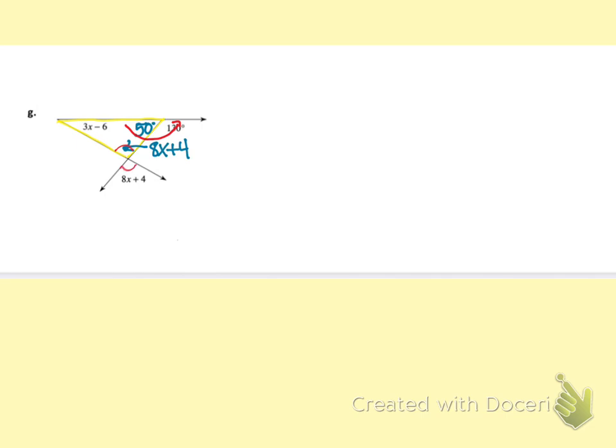And we just got done talking about vertical angles in our prior module. And we said that vertical angles are always equal. So this leaves me with three angles in this triangle, 3x minus 6, 8x plus 4, and 50 that are going to make that 180 degrees. So that's the equation I'm going to write. 3x minus 6 plus 8x plus 4 plus 50 equals 180 degrees.